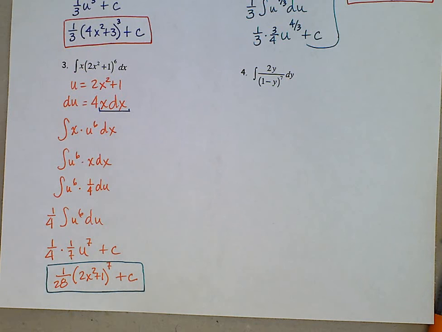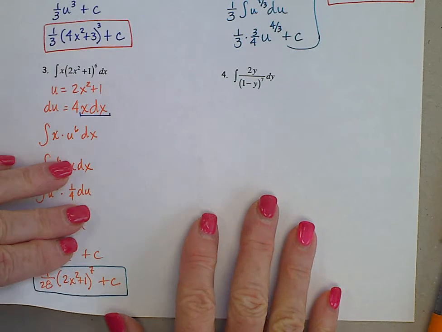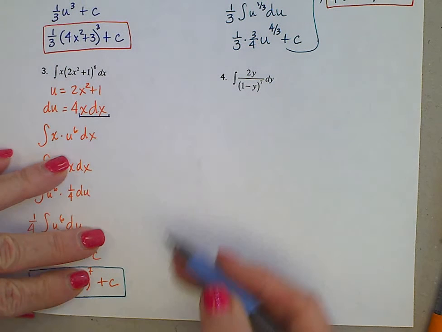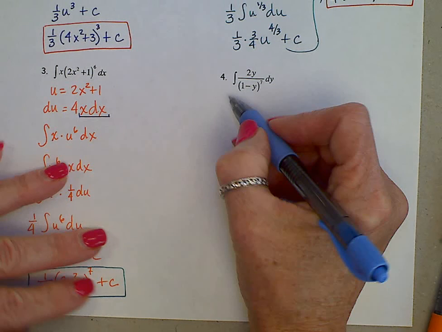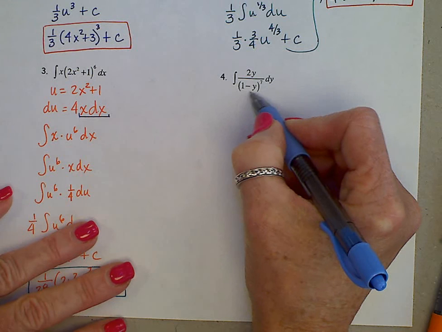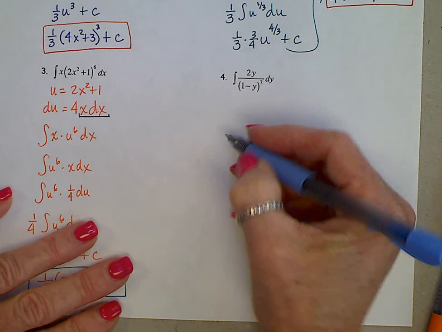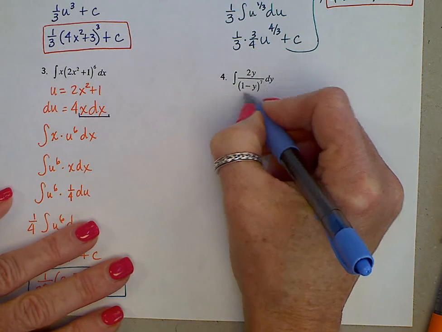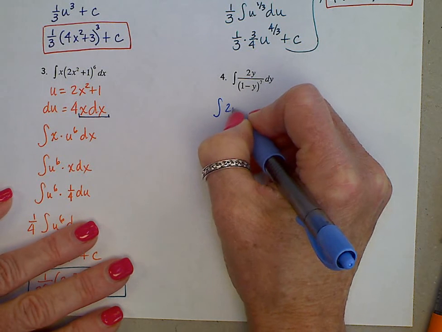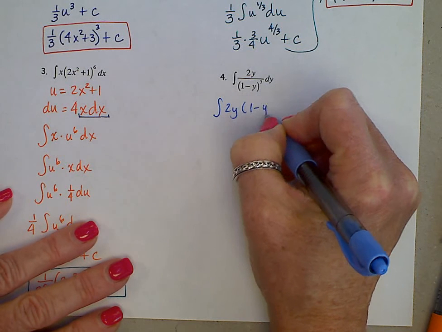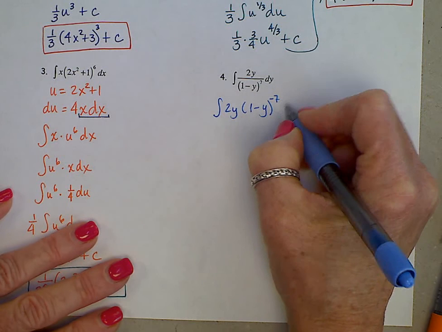All right. Last one for this page. Let's look at this one. The integral of 2y over 1 minus y to the 7th. Let's rewrite this 1 minus y to the 7th as a 1 minus y to the negative 7th, and we get rid of that fraction.